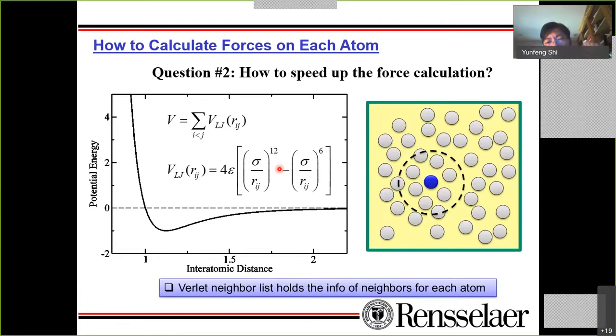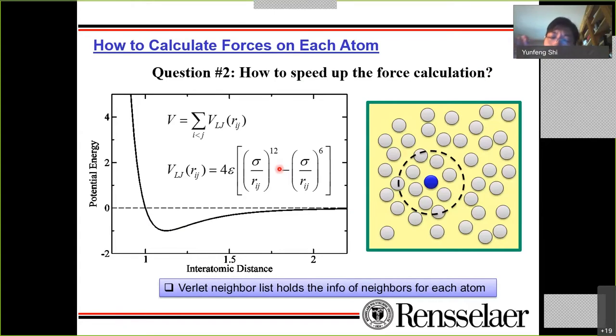So the question of how to calculate the force on any atom will be looping over all the atoms, but this is quite time consuming. So what would be a better solution? The better solution will be, I will reserve a piece of memory in the computer so that I will put all the neighbors of me, that means the atoms' labels or index, in this array. Then I will just go through that list. That's good enough. I don't need to go through the whole system, right?